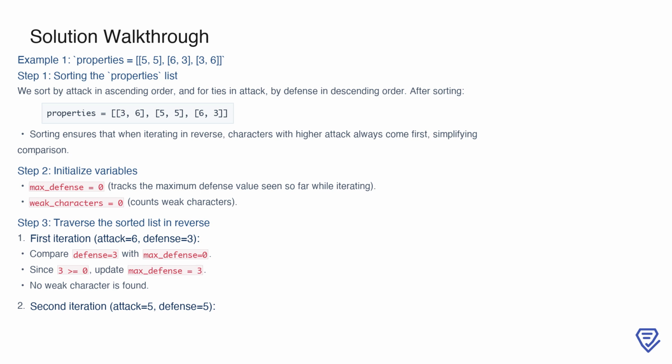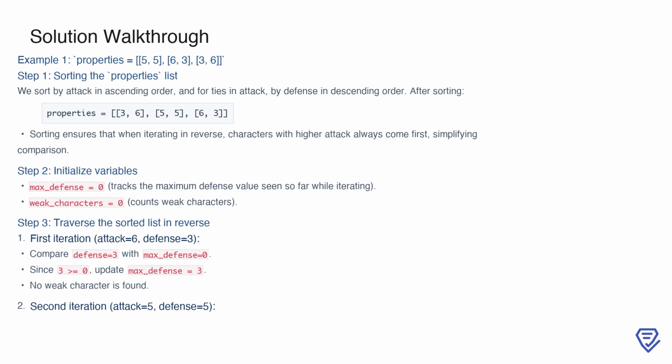Next, we initialize two variables. The first is max_defense, which keeps track of the highest defense value we've seen so far while iterating. Initially, it's set to 0. The second is weak_characters, which will count the number of weak characters. This is also initialized to 0. Now we traverse the sorted list in reverse.